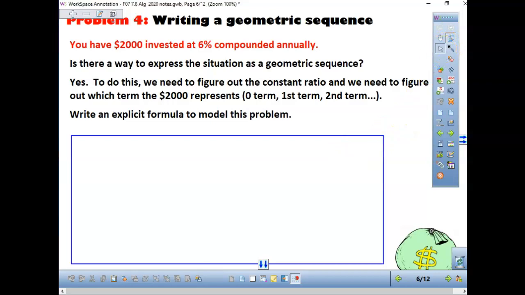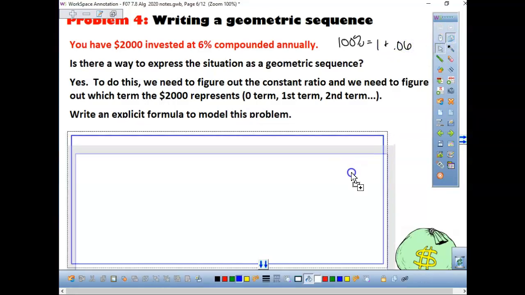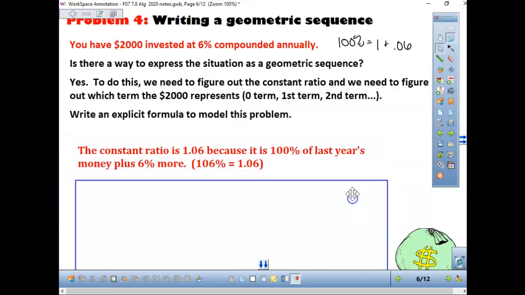So the first thing that we want to keep in mind with this is our common ratio. So they said a 6% compounding, keeping in mind that when you do that, you are looking at 1, which is 100%, right? 100% is equal to 1, plus our 6%. And 6% as a decimal is 0.06. So our constant ratio for this one is going to be 1.06.